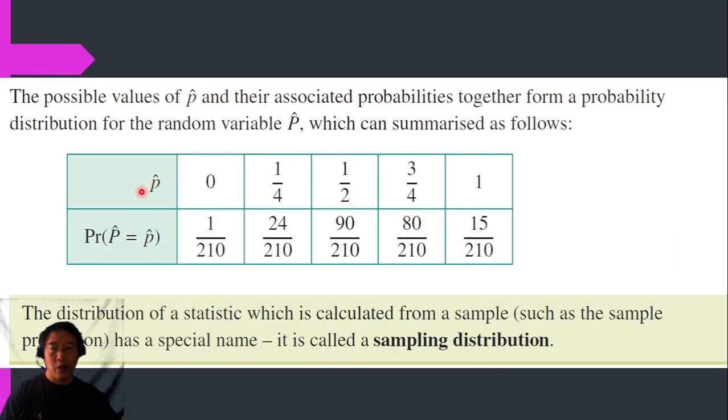By focusing on a table that has p hat as the first row, the second one is your probability. So we have a probability distribution for the random variable p hat, and that is called a sampling distribution, and that's what we're after. And from that sampling distribution, we can answer questions related to probability, and later on we're going to look at calculating the center, so the expected value, and how it spreads with its standard deviation.